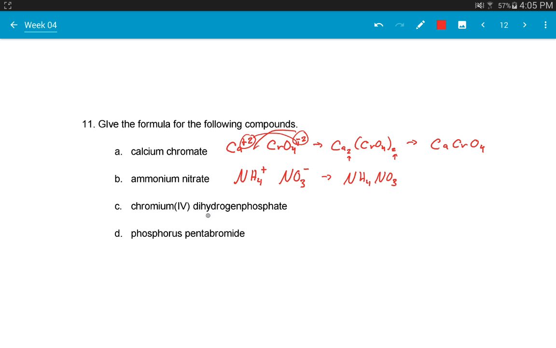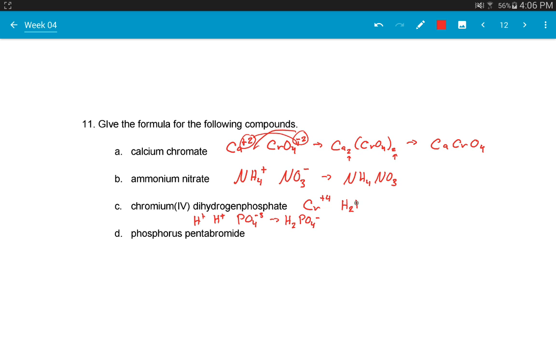We have chromium-4 dihydrogen phosphate. So the chromium-4, chromium would have a +4 charge because of the Roman numeral 4. Dihydrogen phosphate. Well, dihydrogen means that we're going to have 2 hydrogens and a phosphate. Well, if I put these together, I'm going to end up with H2PO4, but the +1 and another +1 makes +2. If you add that to the -3, you end up with simply a negative charge on the dihydrogen phosphate.